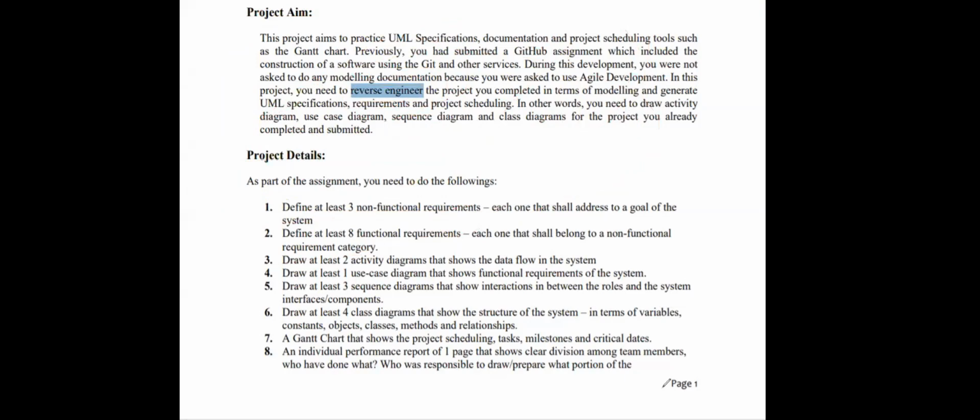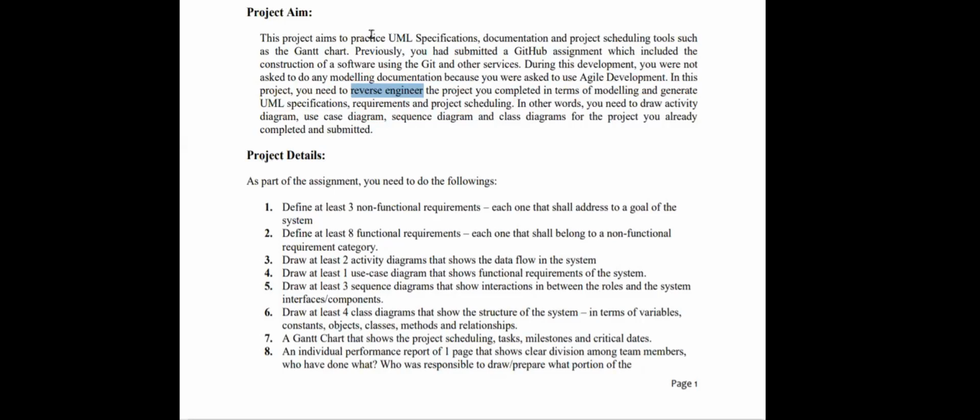The project you completed is the basis for modeling and generating the UML specification, requirements, and project scheduling. So what you're going to do is project scheduling, a requirements list, and UML specification based on the reverse engineered version of the project you already completed. You need to draw activity diagrams, use case diagram, sequence diagram, and class diagram for the project you already completed and submitted. The numbers are already given to you. Last week, you asked, how many of them do we have to do?